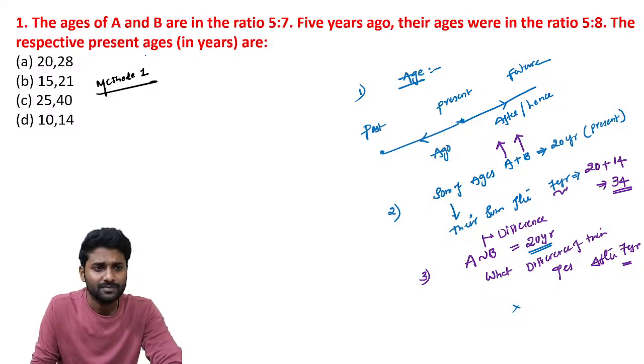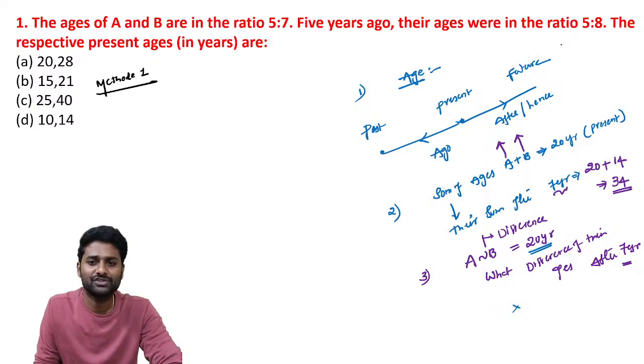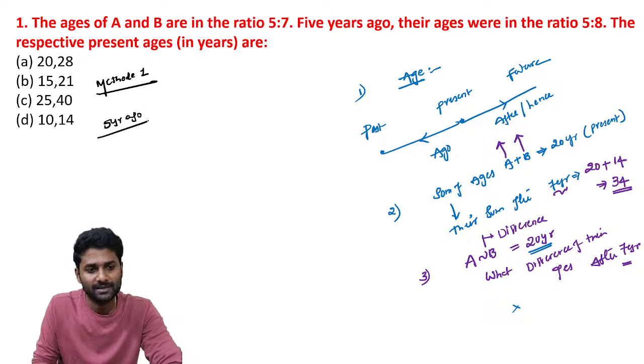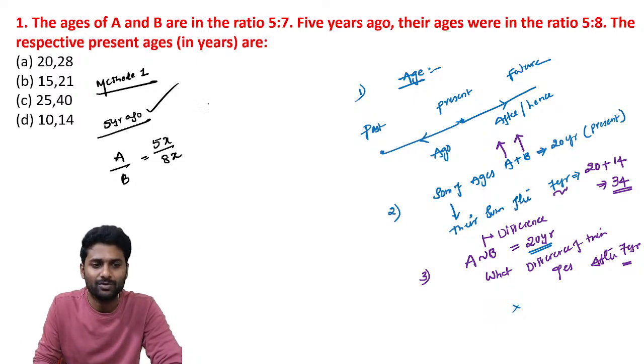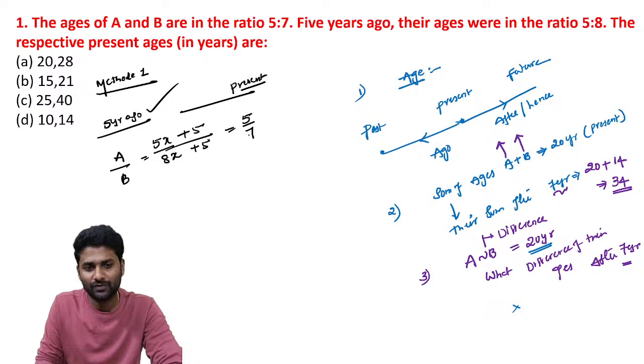Now we see the ages of A and B are in the ratio of 5 is to 7, and 5 years ago, their ages were in the ratio 5 is to 8. What are the present ages? See, 5 years ago the ratio of A and B is 5 is to 8, right? So let us take the exact age of A as 5x and B as 8x. This is all about 5 years ago. Now if you want the present age, each person increases their age by 5 years.